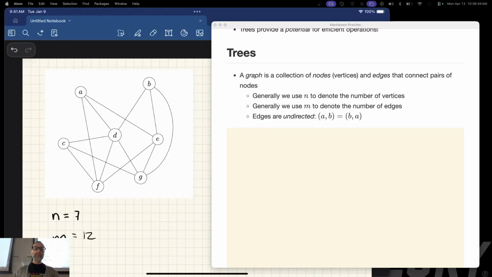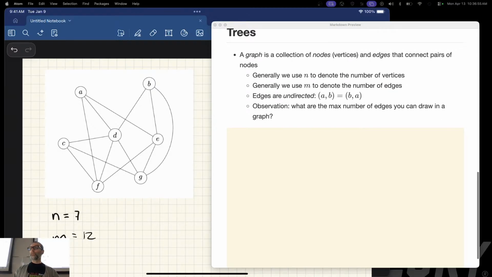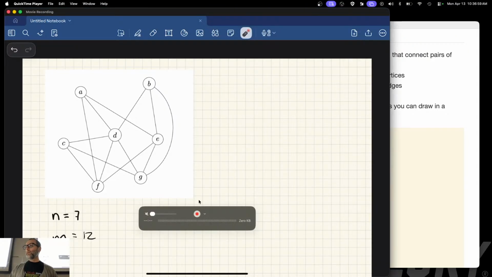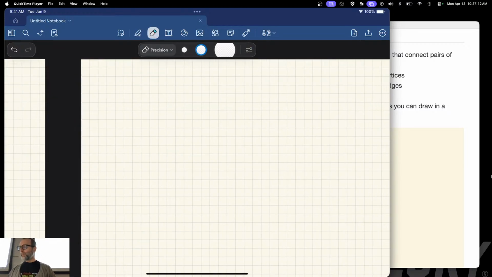So my first observation here is, what is the maximum number of edges you can draw in an undirected graph? Okay, so let's come over here and think about that. First of all, in this example, not all the edges are there. For example, there's no edge between A and B. There's no edge between A and C. So let's think about this more generally.